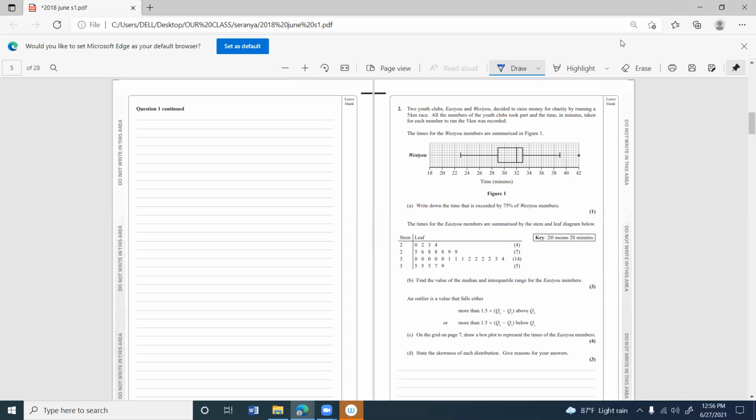In this case, exceeded by 75% of the members means it is the first quartile or the third quartile. This is a little bit of a doubtful question. Just think of it. So the third one. Yeah.